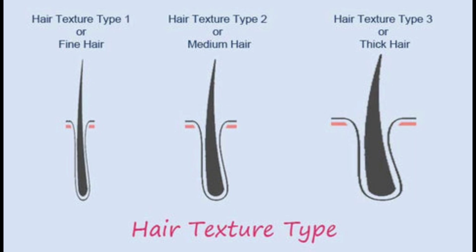Now I want to talk about hair strand size. I think most people get this mixed up with hair density, but I'm not talking about hair density. What I'm talking about is the size of each strand of your hair. And there are three categories also. We have fine, medium, and coarse strands.